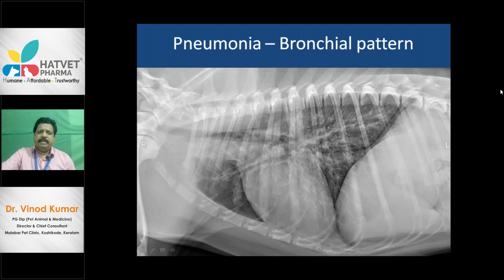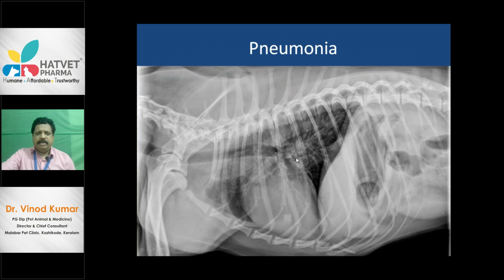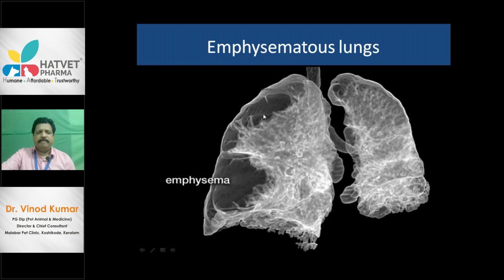Pneumonia, we have the bronchial pattern, interstitial pattern, alveolar pattern, etc. See, this is the bronchial pattern. You can see the tram track appearance, and this is pneumonia. This is a bronchial. This is the alveolar pattern. You can see the trachea. This is emphysematous lungs. You can see the ruptured alveoli, emphysematous lungs.